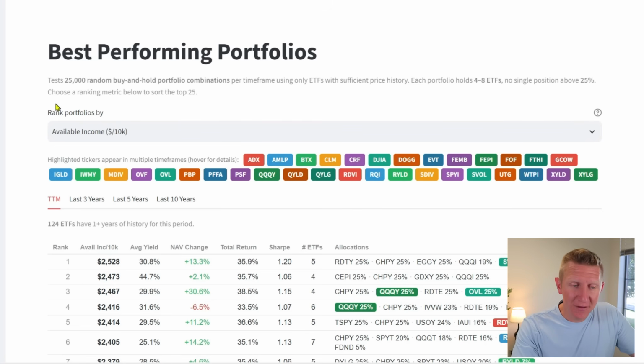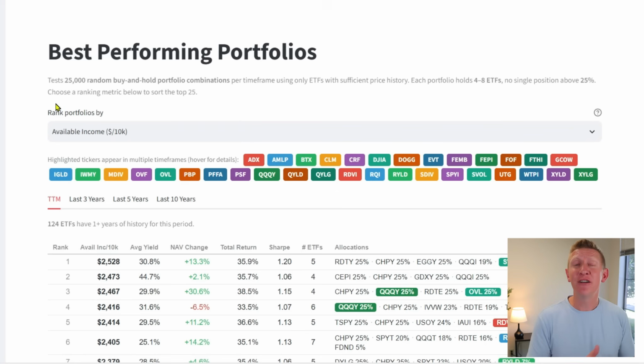What we're doing here is at 25,000, and the portfolios can be anywhere between 4 and 8 ETFs. Okay, you got to have at least 4 and no more than 8. We can adjust on that or iterate if you feel like it's important. And no single ETF can be more than 25% of the portfolio, right? And then essentially it looks at all 25,000 combinations and it finds the best 25 for each year, okay, or each time frame, trailing 12 months, last 3 years, last 5 years, and last 10 years.